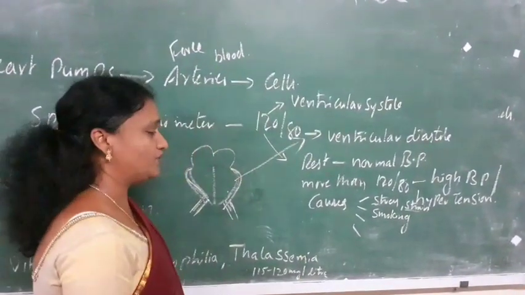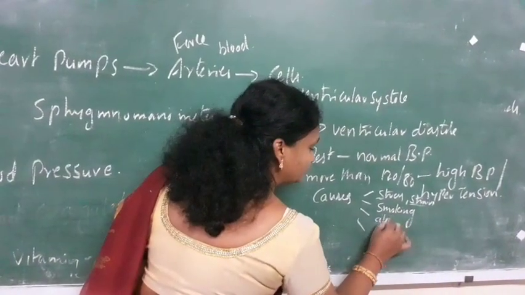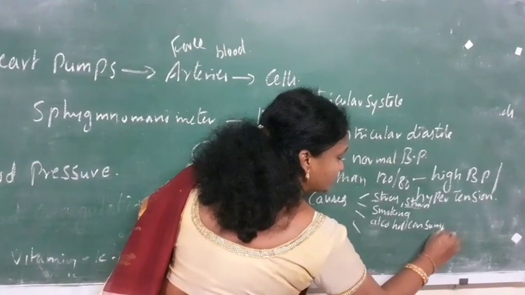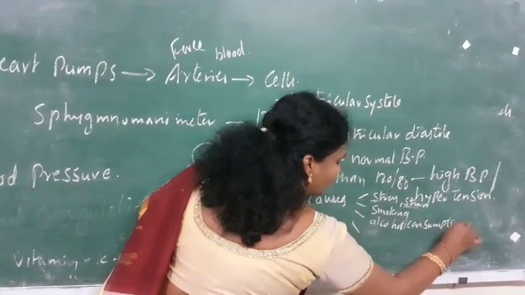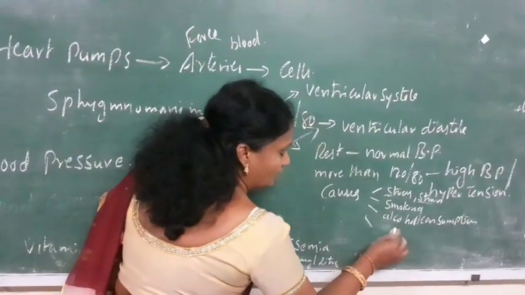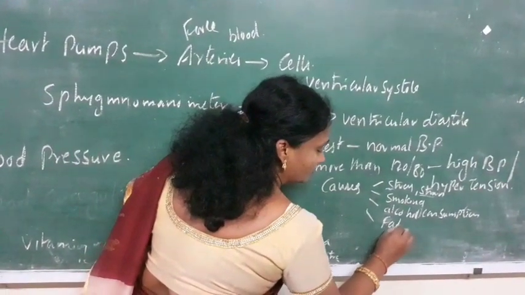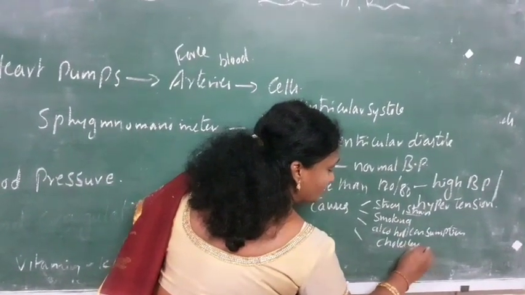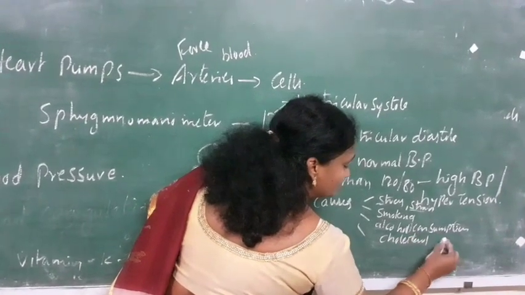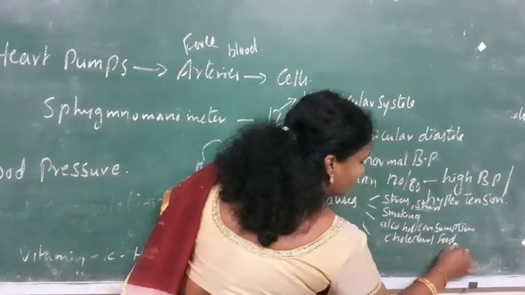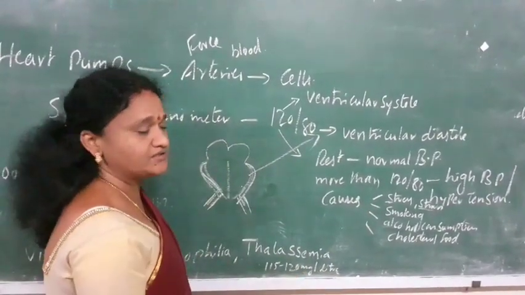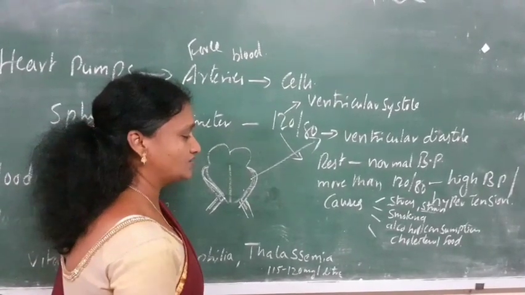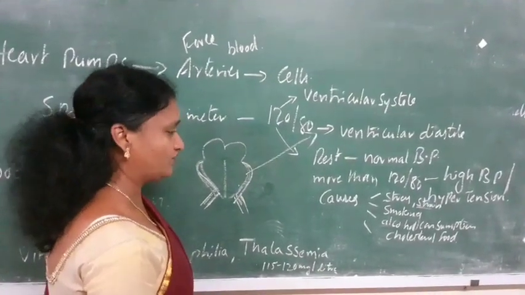And the second reason, smoking also causes the BP to increase. Alcohol consumption, regular alcohol consumption also increases the BP. And along with that, eating fatty food material and cholesterol-rich food material continuously may block the arteries and may cause high BP. So these are some of the causes which increase the BP in a person: stress and strain for a longer period, smoking, alcohol consumption, and eating more fatty food material.